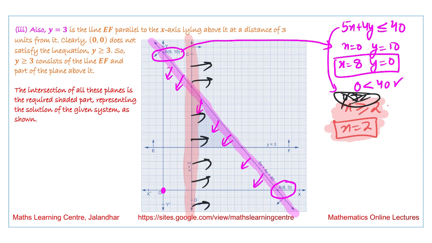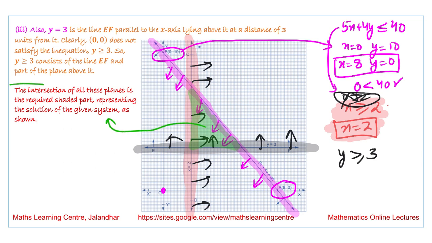Next we have y ≥ 3. If we plot this line, we obtain y = 3, which is parallel to the x axis. y ≥ 3 means we are talking about the region above this line. Now in this case, the common region we have is this portion. This common portion represents the intersection of all these planes. This represents the solution set, and all the points lying in this portion satisfy these inequalities.